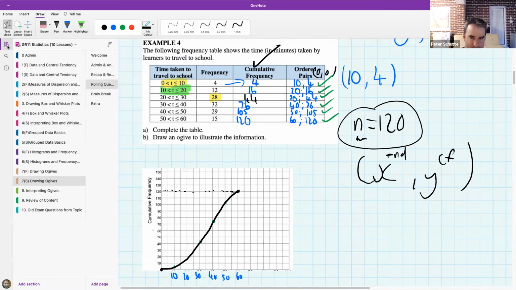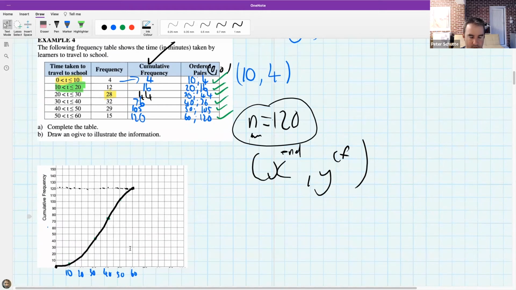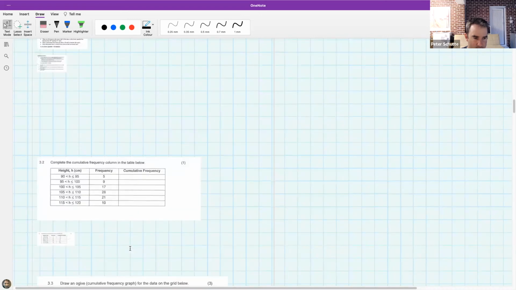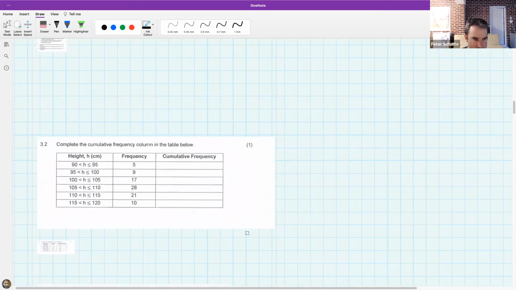Okay, let's get back to the second half of the lesson. So the first half of the lesson was about getting comfortable with this thing called an ogive, knowing that we need points in order to plot the ogive. Now, we can also start to estimate things. So let's actually go on to another example. So let's do another one just like we did, and then we'll start to extend it.